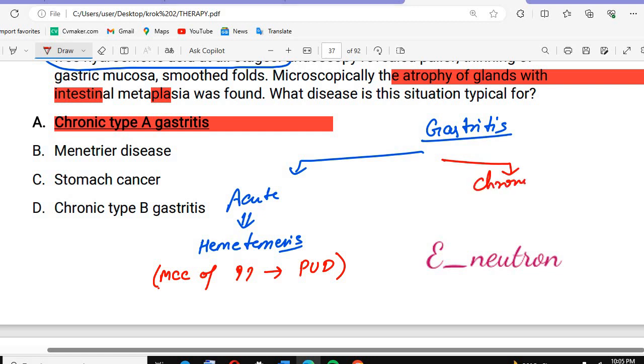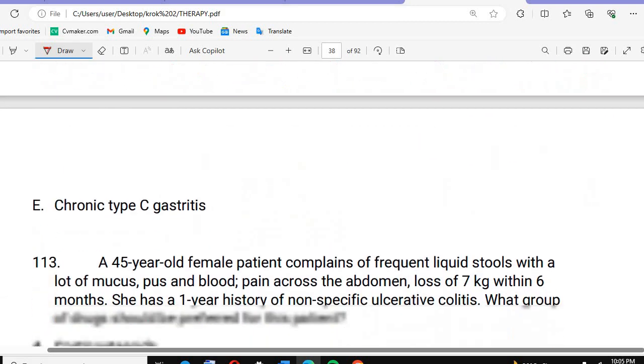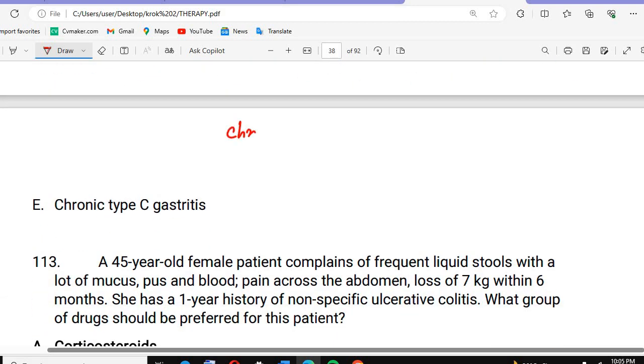Then we will have chronic gastritis, and remember, there are three types: A, B or C. In chronic gastritis type A, the patient has an autoimmune condition. Type A is for autoimmune. An antibody will form against the parietal cells.